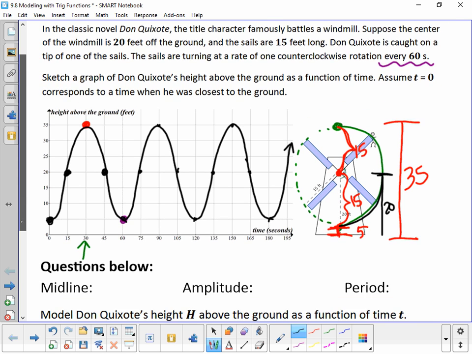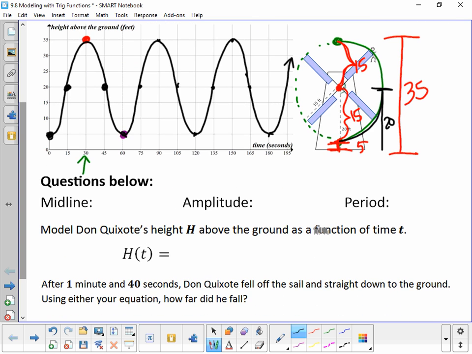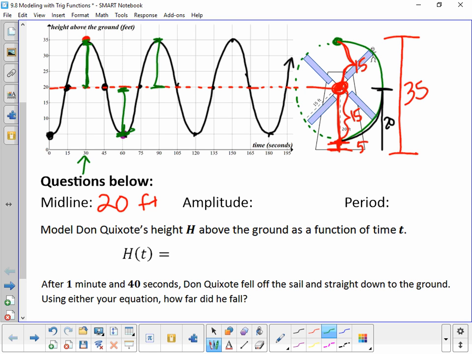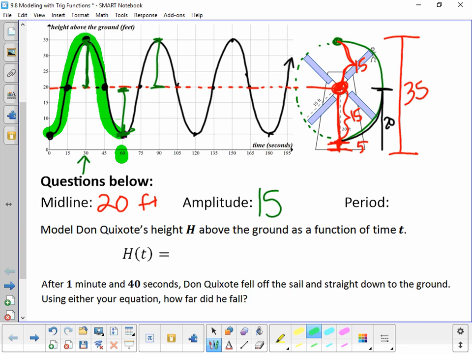So now let's answer some questions about this graph. Our first question is, what's the midline of this thing, what's the amplitude, and what's the period? Well, we can see that the midline, which also corresponds to the center of the windmill, is 20 feet above the ground. The amplitude of the function tells us how high up it goes above the midline and how far down it dips below the midline, and it just repeats that over and over again. Here you can see that the amplitude is 15, which in our problem corresponds to the length of those sails that are spinning around. And the period of the function would be the length of one cycle. So this would be one cycle, and you can see that the period is 60 seconds.